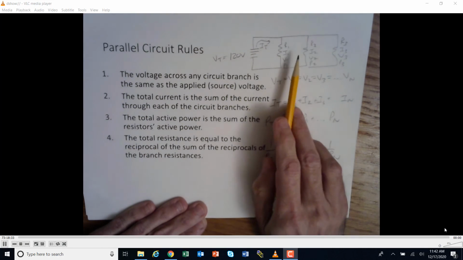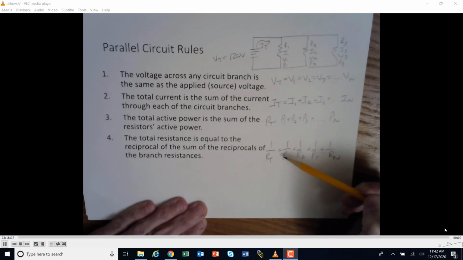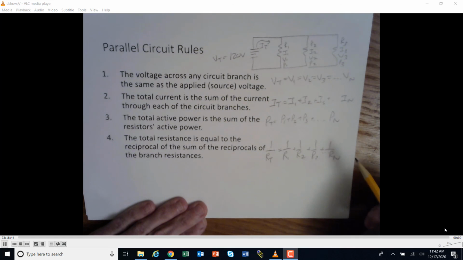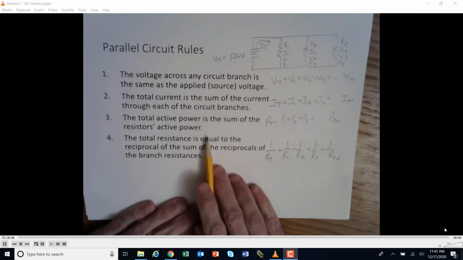So the reciprocal of this plus the reciprocal of this plus the reciprocal of this is equal to the reciprocal of the total, so you would have to do x to the minus 1 and flip the total here. So those are the mathematical equivalents to the parallel circuit rules.